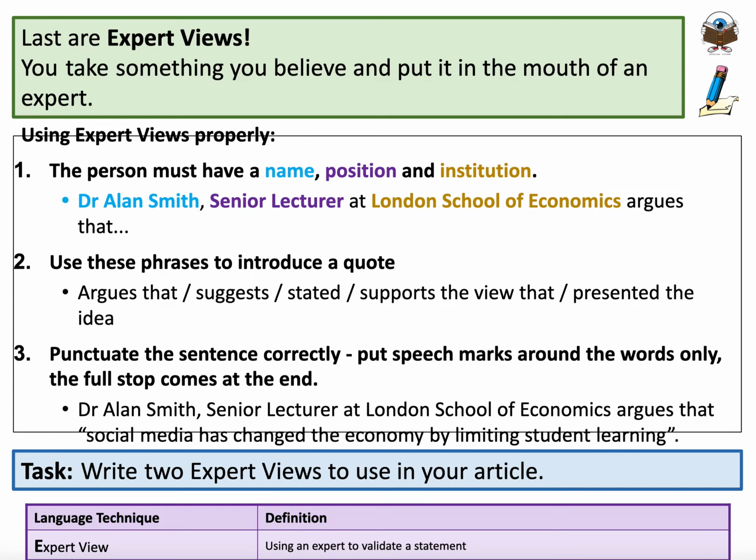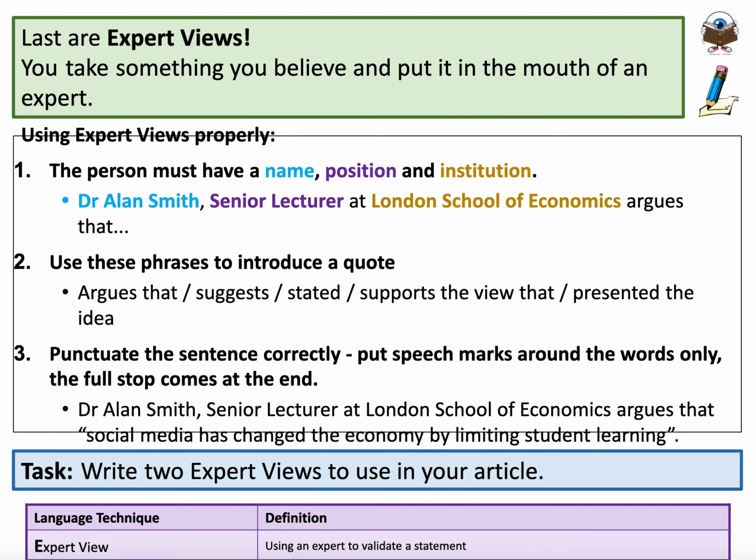So let's look at this example. Dr. Alan Smith, senior lecturer at London School of Economics, argues that. Number two, these phrases to introduce a quote: argues that, suggests, stated, supports the view that, presented the idea. If you're using more than one expert opinion or quoting from more than one person in this way, try to vary it. So use more than one of those phrases.